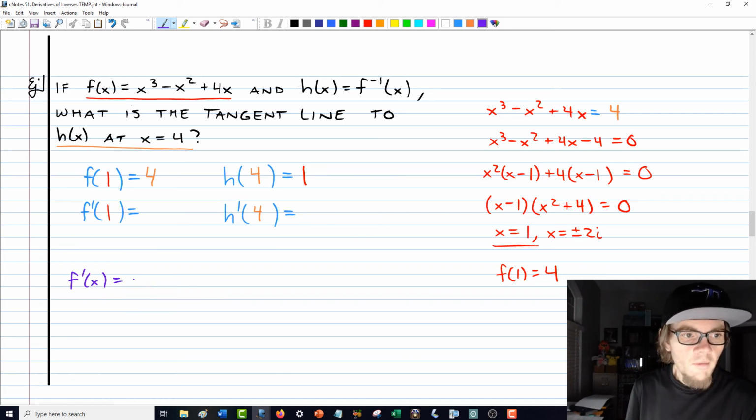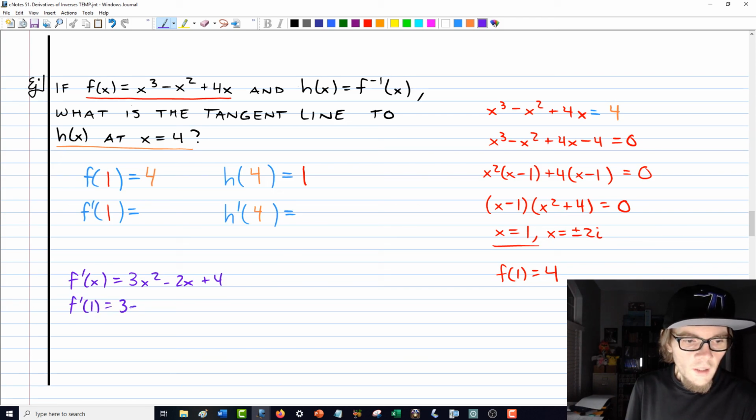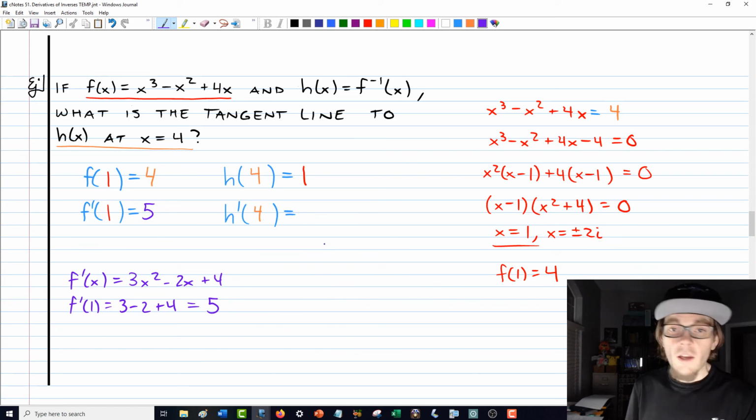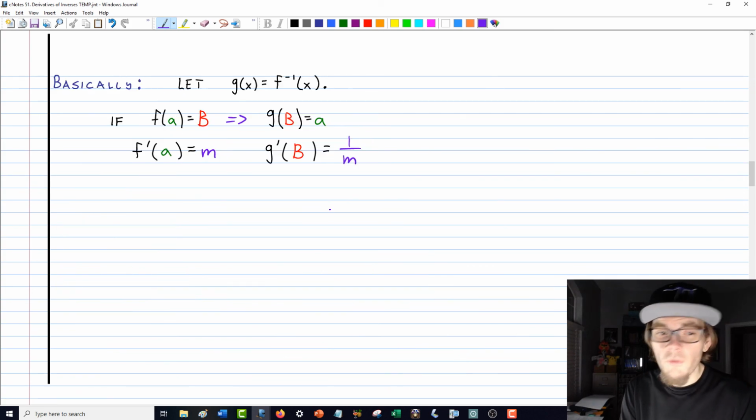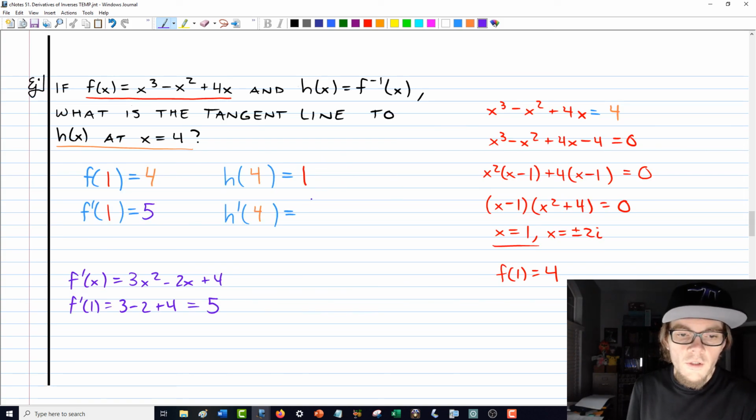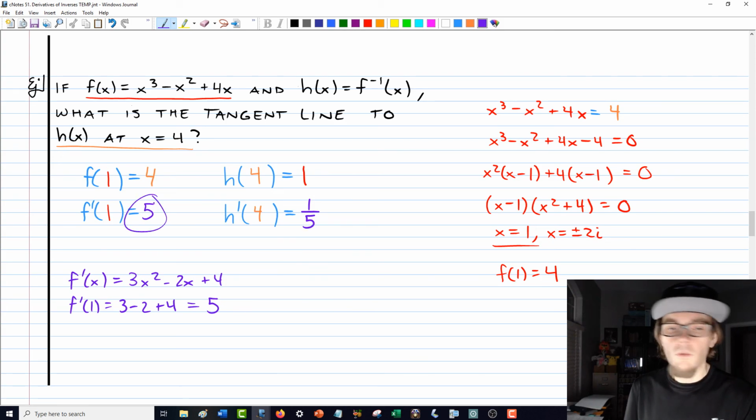Well, first, f prime of x is going to be 3x squared minus 2x plus 4. If we evaluate that at 1, we're going to get 3 minus 2 plus 4. That's 7 minus 2, or 5. So that means the slope on the original function is 5. And according to the work that we've done, the explanations and even the proof that we did, the slope at the corresponding point is going to be 1 over 5. It's the reciprocal of whatever we get at the original point.